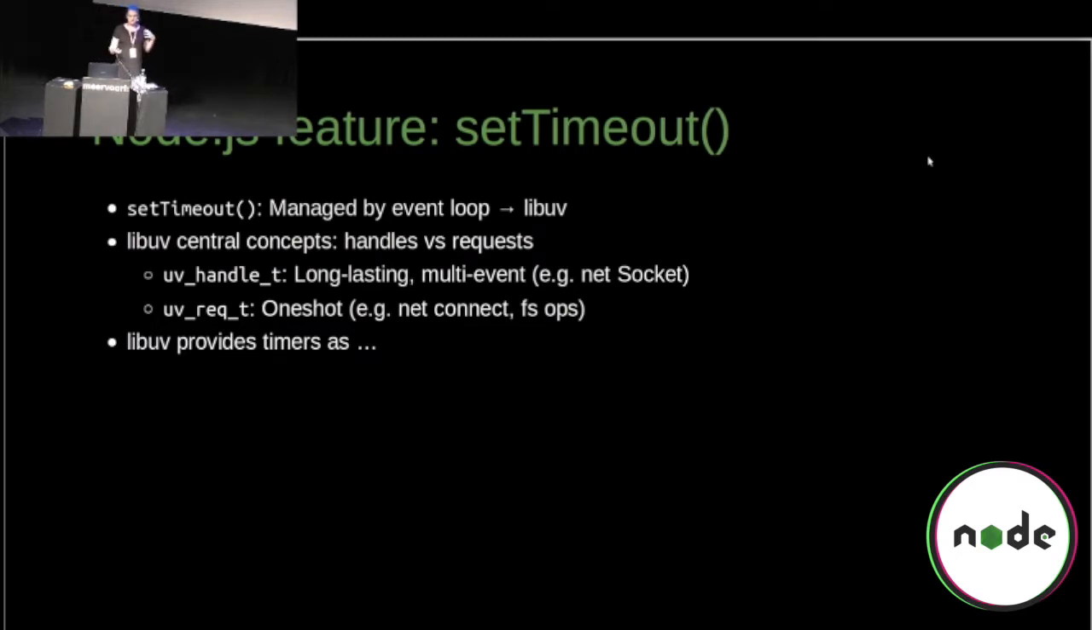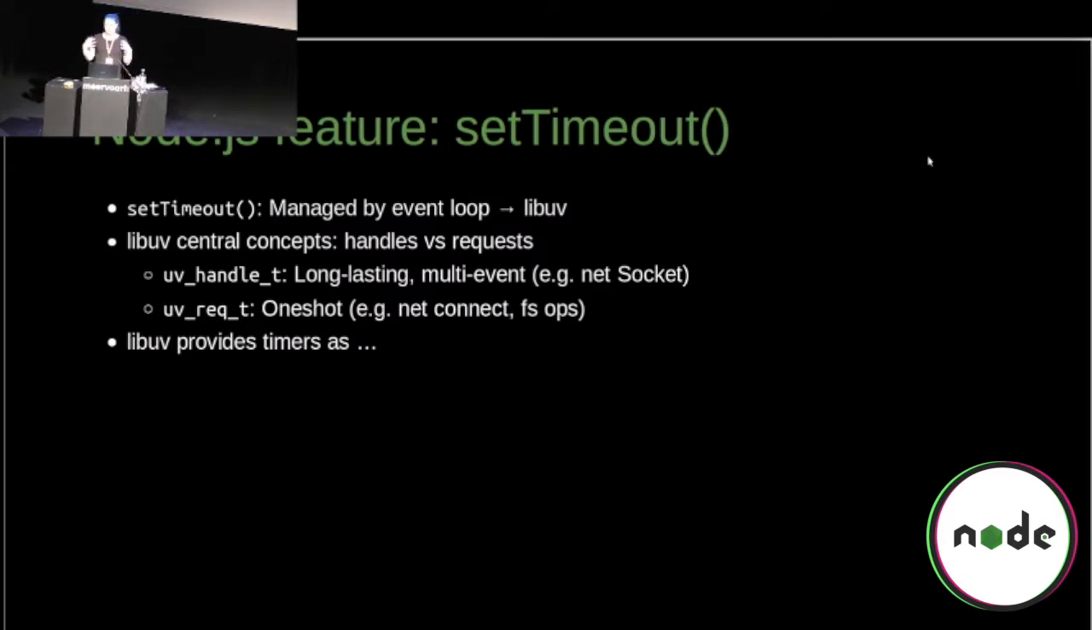Node.js uses libuv as the event loop library behind it. And because Node.js is single-threaded, essentially, we have worker threads, but those are still single-threaded Node.js instances, the event loop library has to be the one that actually figures out when to run a timer and how to run it.